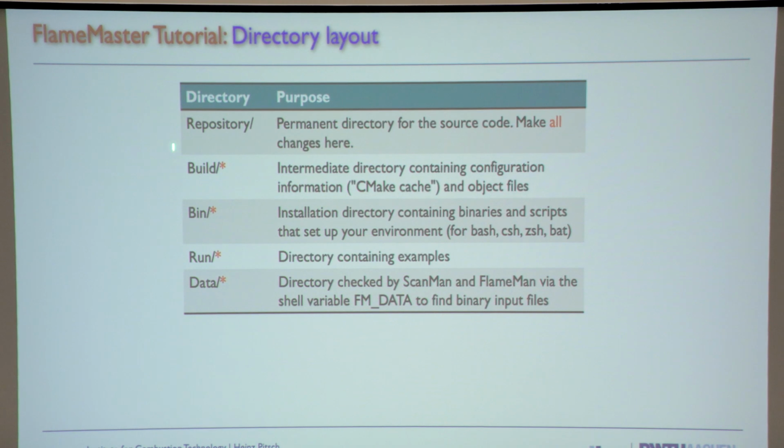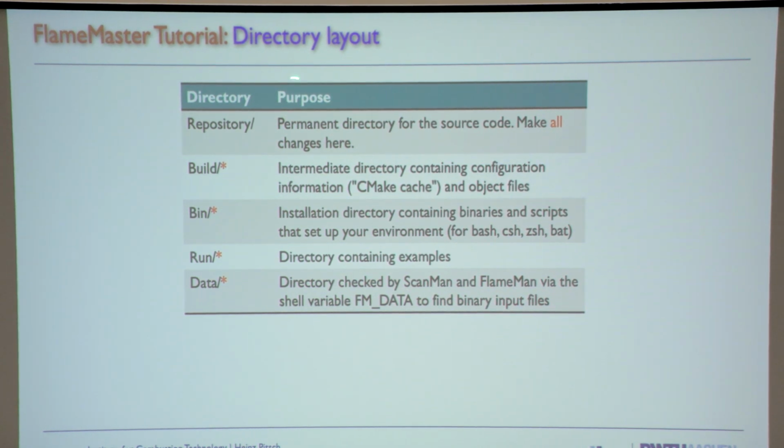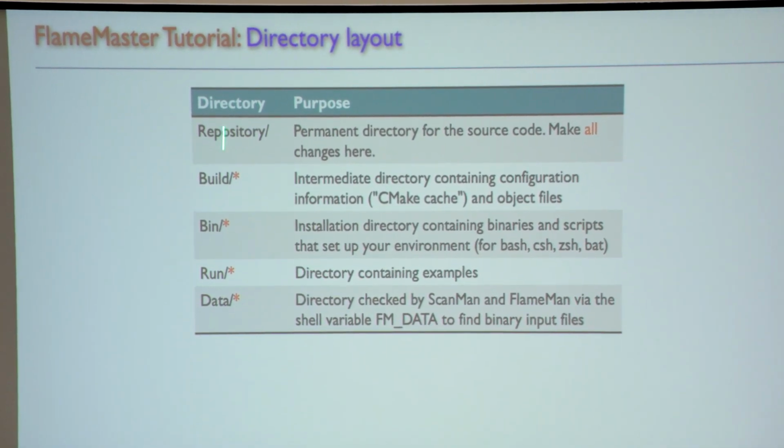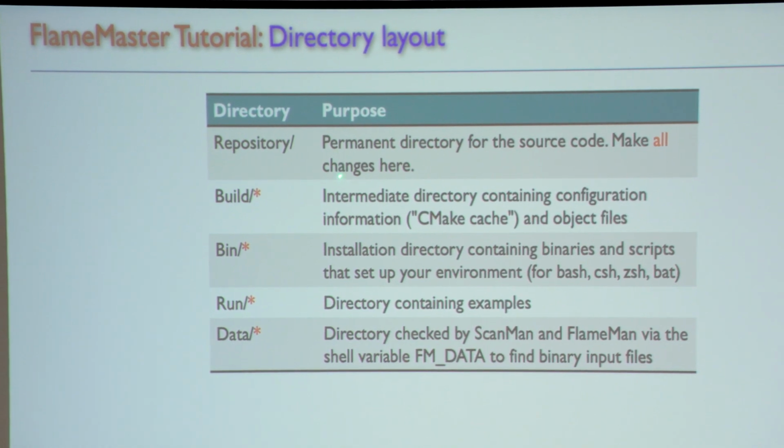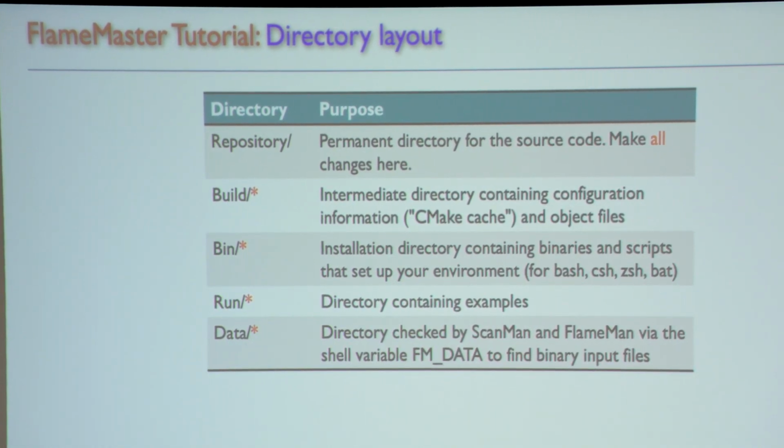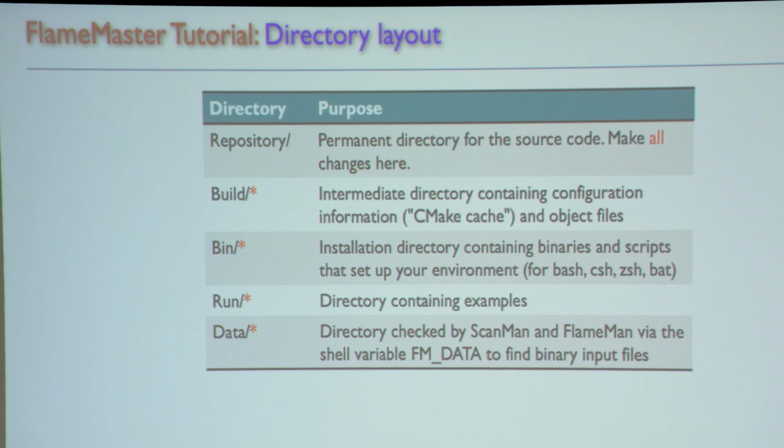So this is the structure once it's installed. There's a FlameMaster directory, and it has 4 or 5 different directories. One is repository. That's where all the source files are. If you make changes to the source code, that's where you do it. That also is the area that would be linked to a Git repository if you do version control. So this is where all the sources are.